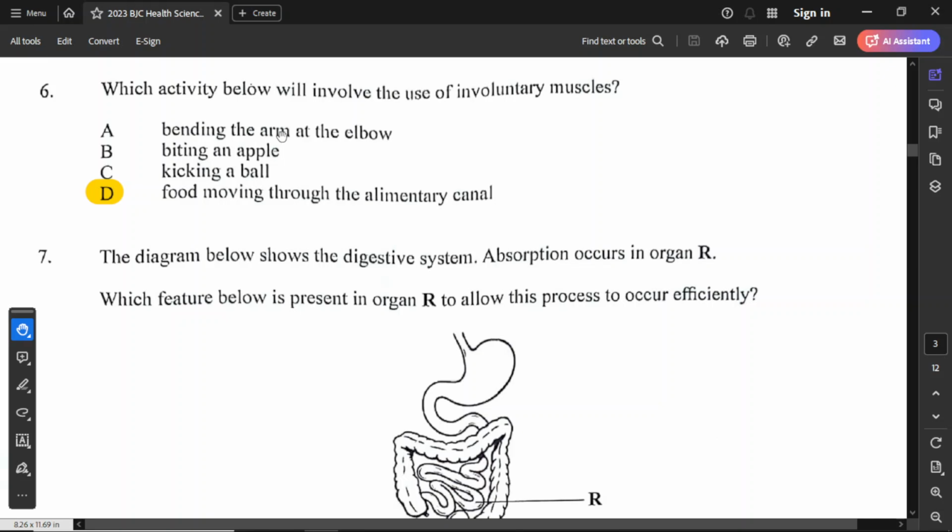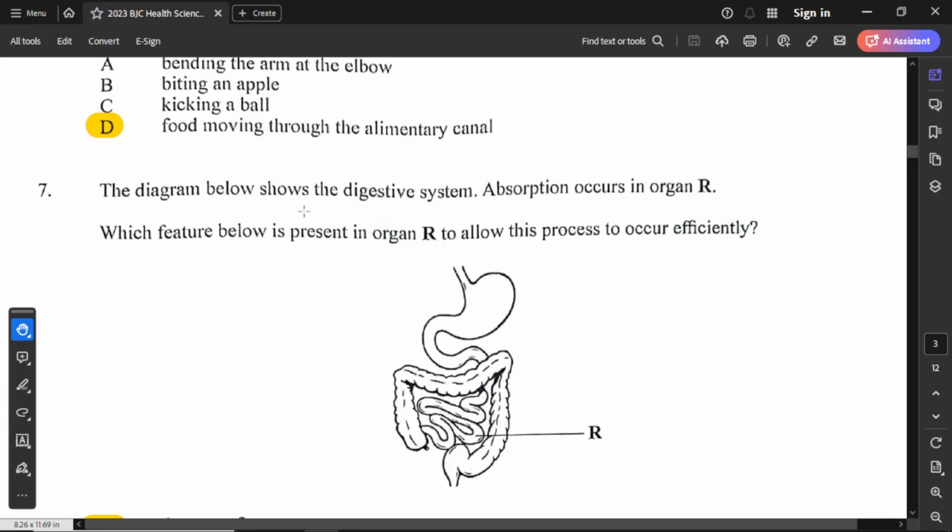We can control our arm, bending our arm at the elbow, definitely we can do that. So we decide to do that, so that's voluntary. Biting an apple, we decide to do that, that's voluntary. Kicking a ball, we decide to do that, that is voluntary. We cannot determine how food moves through our alimentary canal.